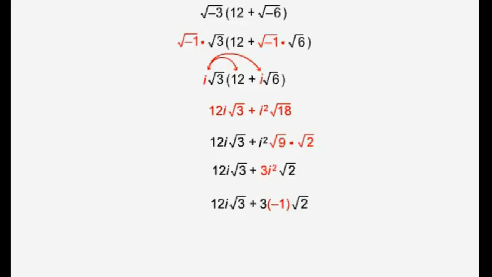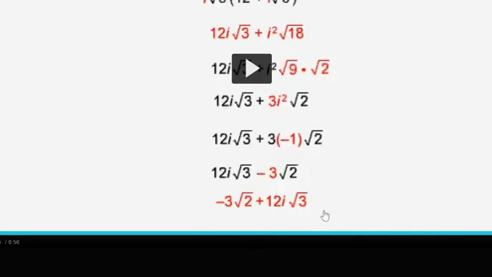Can this expression be simplified further? No. Typically, complex numbers are written with the real number part first and the imaginary number part second. You may switch the order of these two parts so long as you take the sign in front along for the ride. Taking the sign for a ride. But there you go. Negative 3 square roots of 2 plus 12i square roots of 3. So that's a complex number. This is the real part. This is the imaginary part.